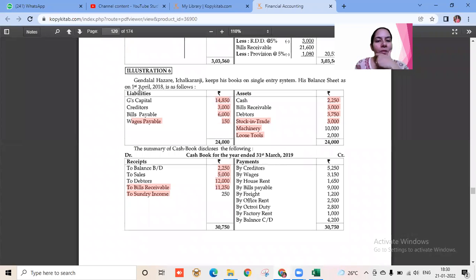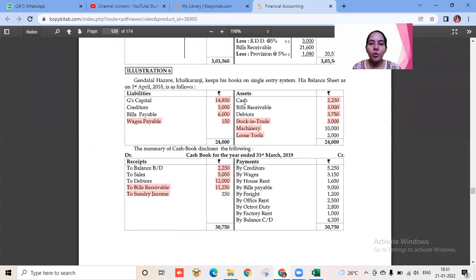Gendalal Hazare of Ichalkaranji keeps his books of account on the single entry. His balance sheet as on 31st March 2018. That means opening balance sheet is given. In the opening balance sheet, we have capital, creditors, bills payable, wages payable. So like yesterday, we also have here a wages outstanding, wages payable, opening balance. Cash, bills receivable, debtors, stock, machinery, tools.